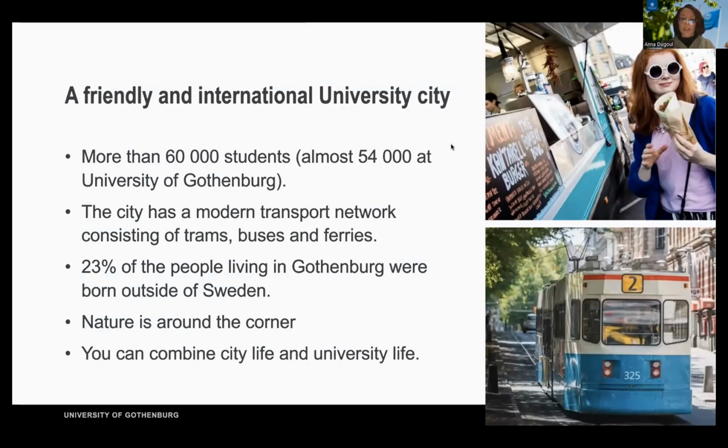23% of the people living in Gothenburg are actually born outside of Sweden. So here it's very easy to have friends from all over the world. As I said, nature is really around the corner. And also what I like about Gothenburg is it's easy to combine city life and university life.